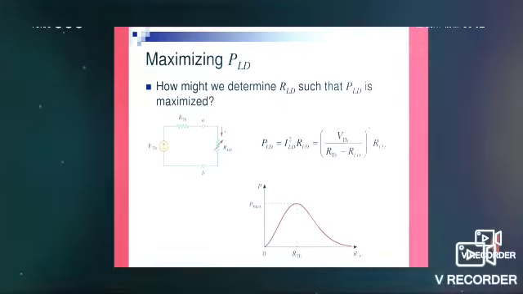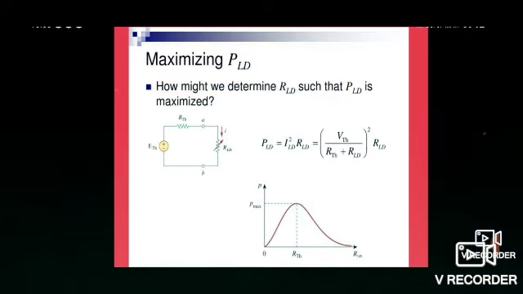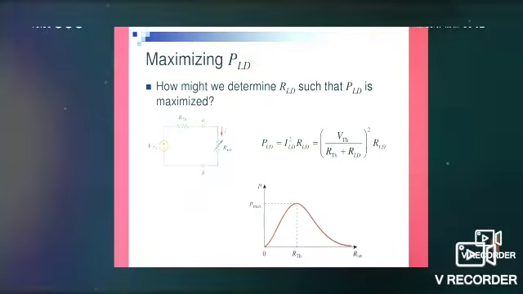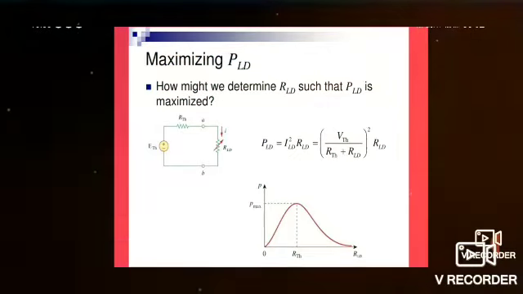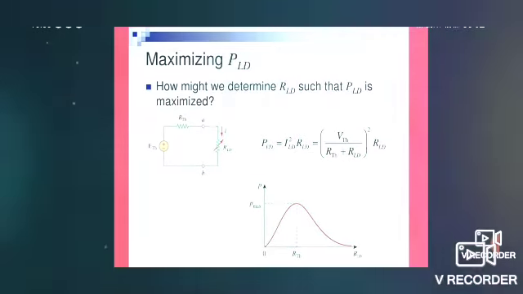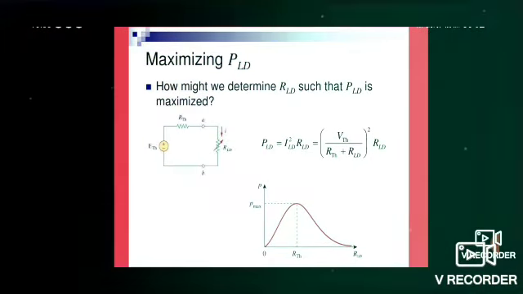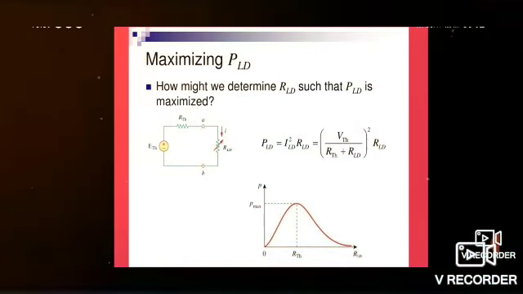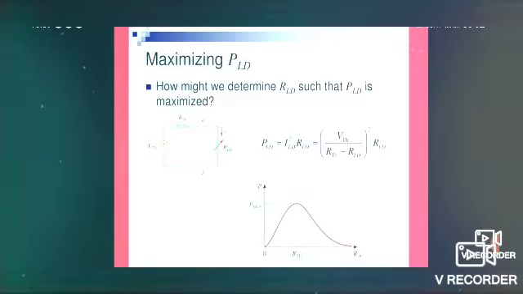VTH is the Thevenin voltage, RTH is the Thevenin resistance, and RLD is the load resistance. See the diagram. When will we get the maximum power? When the value of the load resistance is equal to RTH, we will get the maximum power. The current is obtained by the voltage division rule, that is, VTH divided by the total resistance RTH plus RLD.